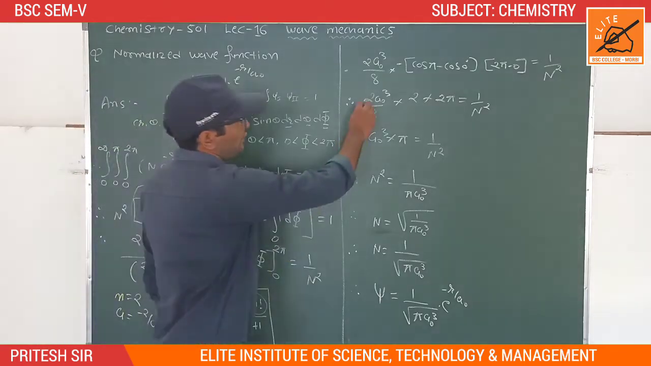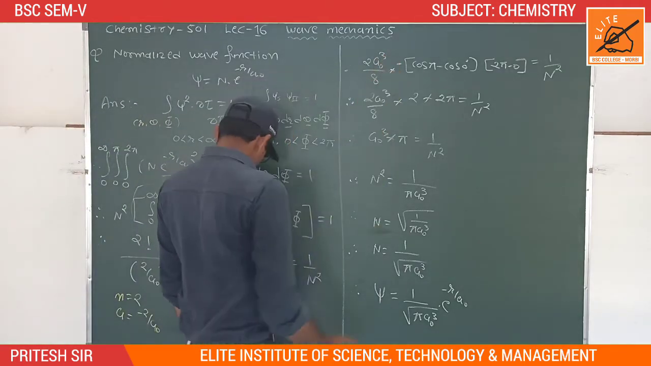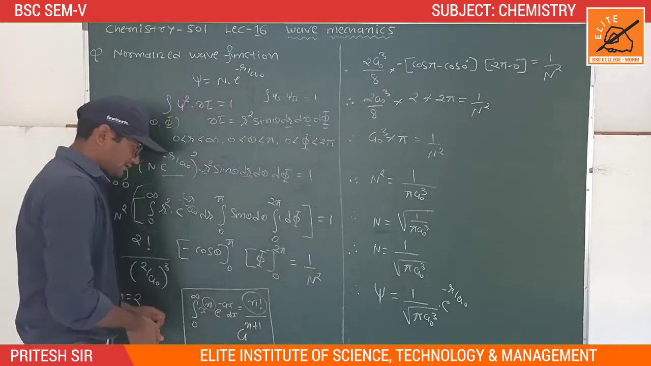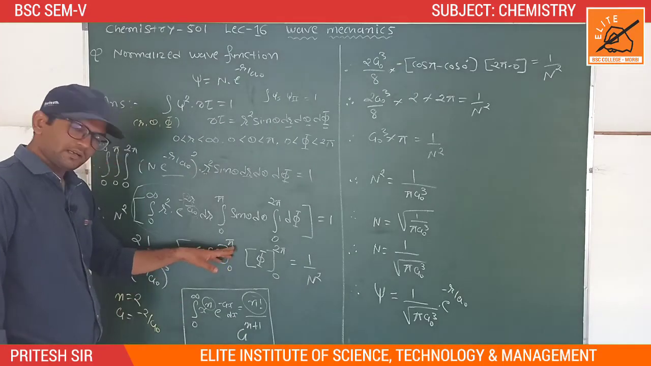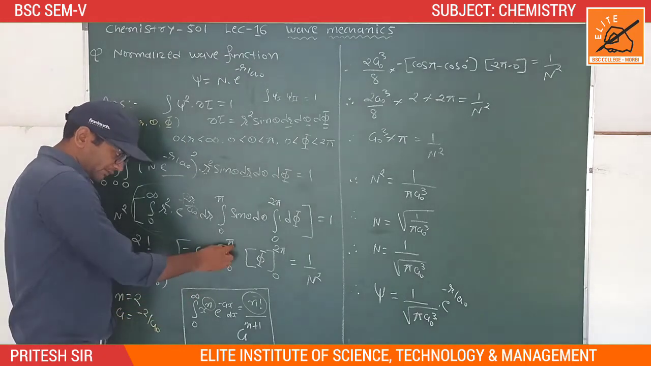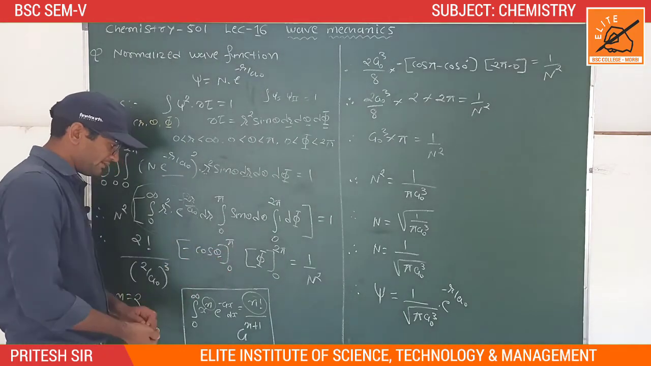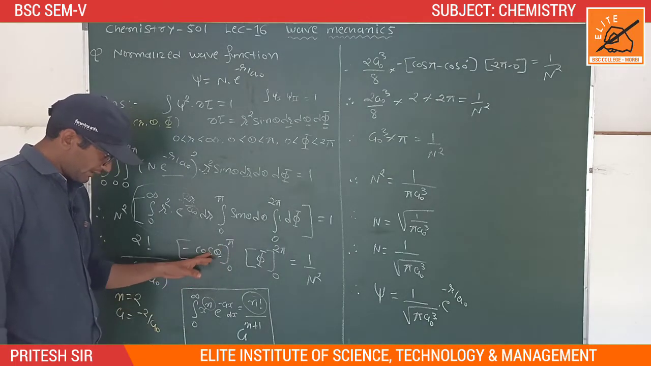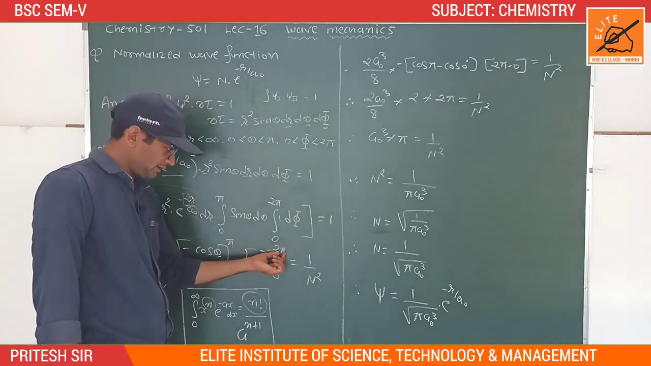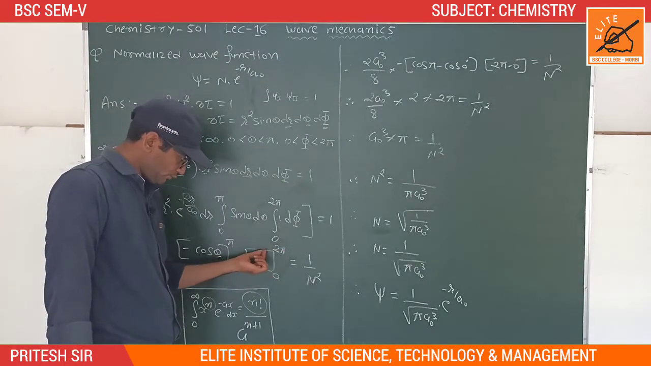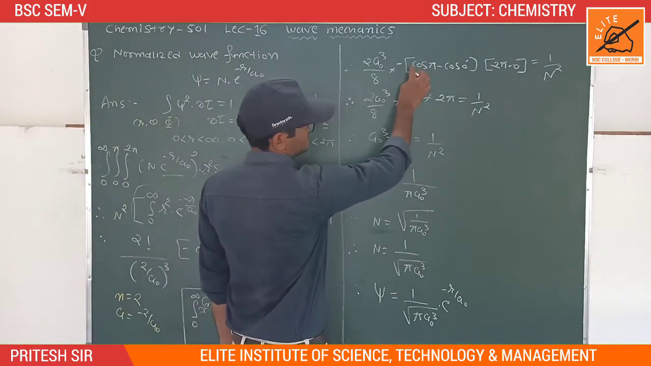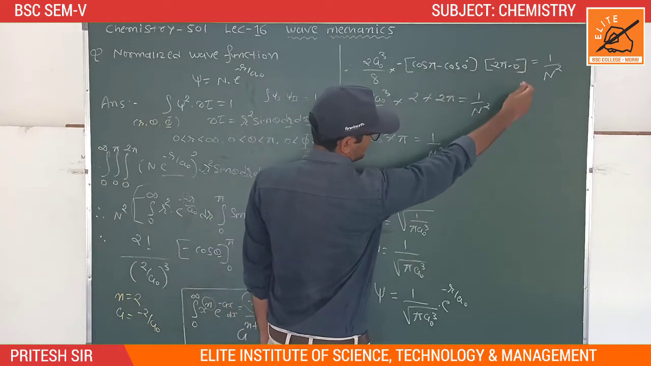Okay, so 2 into a0 cube divided by 8, into, now this minus sign remains as it is, and first put the value of the upper limit in place of the variable. The variable is theta. So put the value of pi: first cos pi minus the lower limit, it means cos 0. Cos pi minus cos 0. Here, same as before, put the value of the upper limit in place of the variable. So 2 pi minus 0. Okay, so first minus cos pi minus cos 0, 2 pi minus 0 is equal to 1 upon n square.